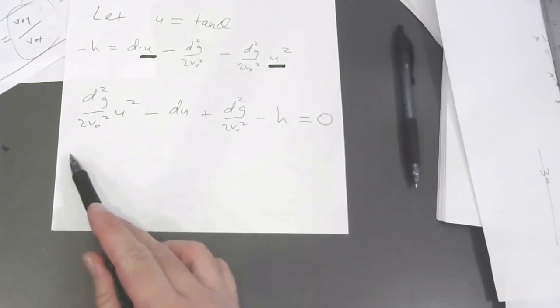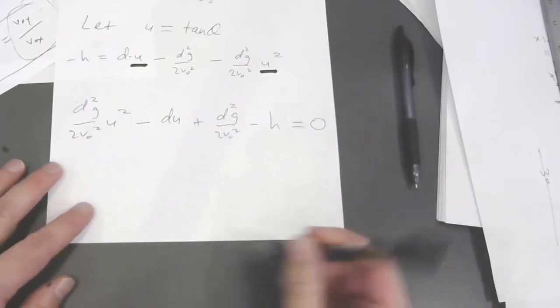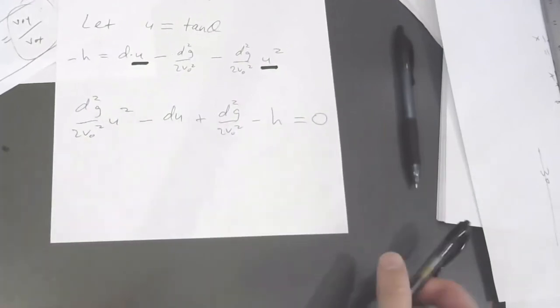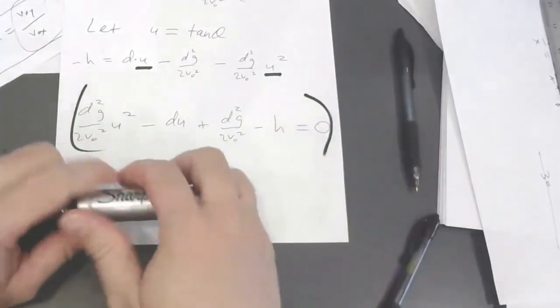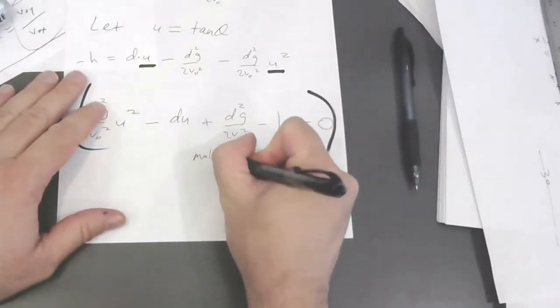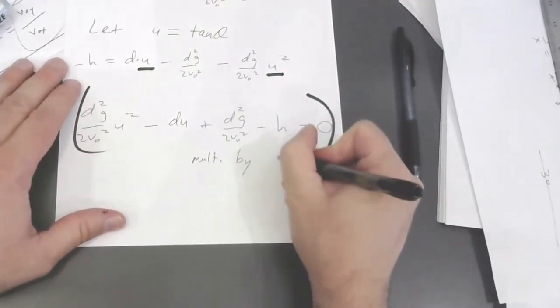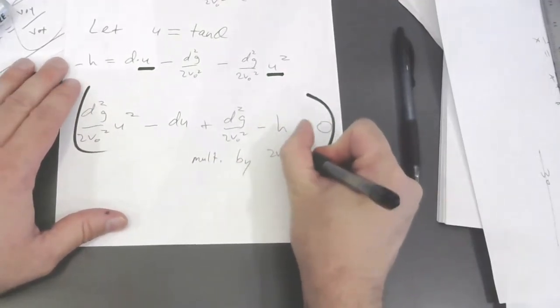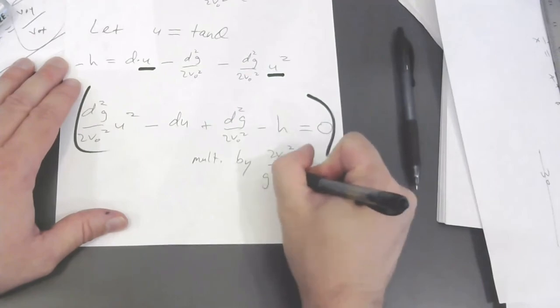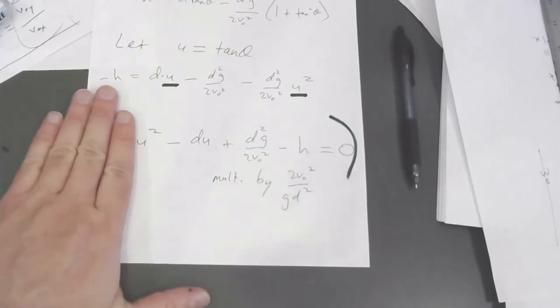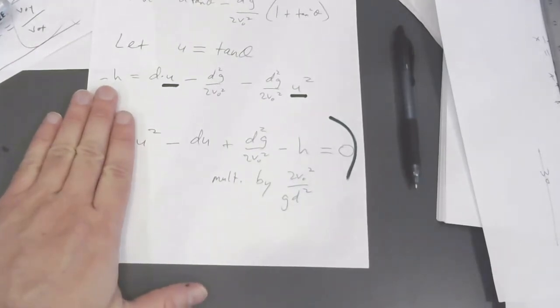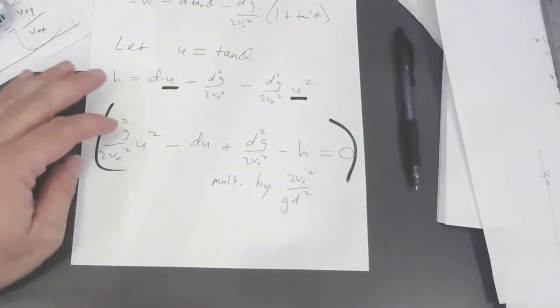Rather than use the quadratic formula with this equation, let's make things simpler. I want to get rid of all this garbage, so I can multiply the whole equation by 2v0 squared over g d squared. Do you see that that would cancel this term? That would make the coefficient of the quadratic term 1, making it easier to implement the quadratic formula. It's almost always worth doing that.